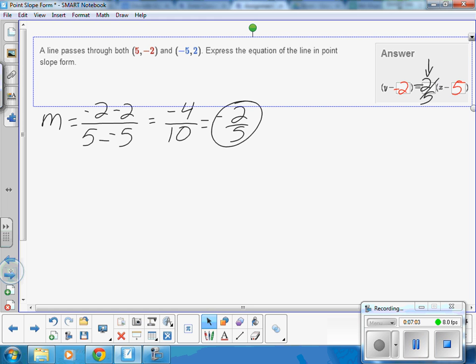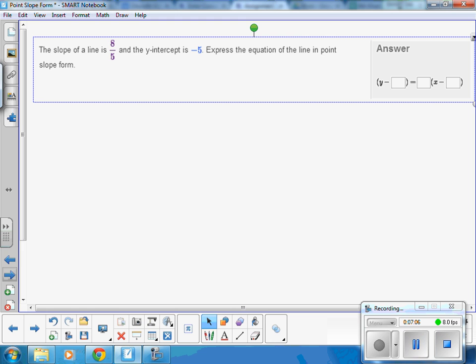Next problem. Here they changed the format just a little bit. In here it says the slope of the line is 8/5. Well, okay, they give me the slope. That's 8/5. I don't have to do that part. But it tells me the y-intercept is a negative 5. The y-intercept equals a negative 5. Well, what does the x equal then? What am I going to do?